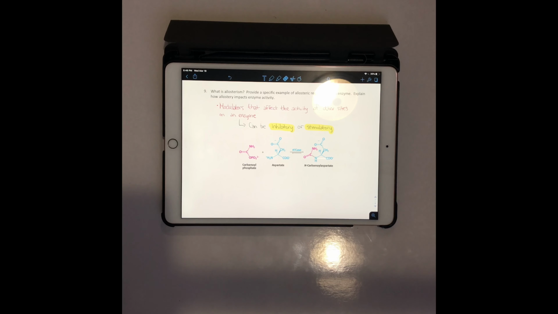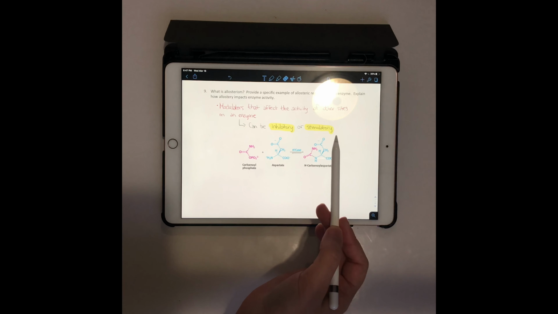Question 9 reads, what is allosterism? Provide a specific example of allosteric regulation of an enzyme and explain how allostery impacts enzyme activity. So essentially, any species that can bind to an enzyme in a spot other than the enzyme substrate active site can be an allosteric modulator. So this can either have an inhibitory effect or a stimulatory effect.